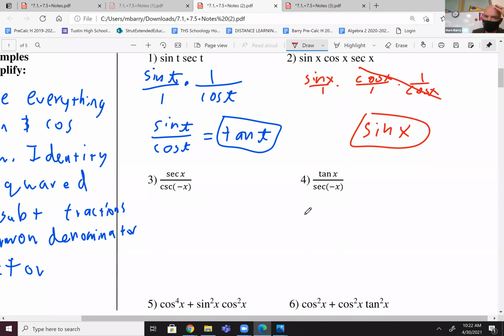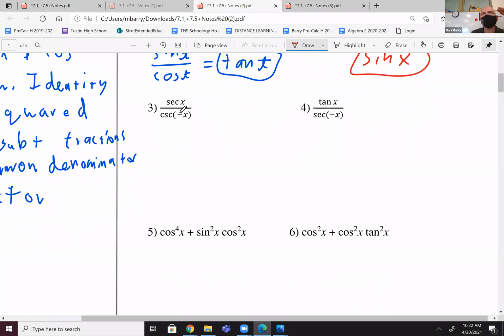All right, let's move on to number 3 then. So number 3, we have secant of x over cosecant of negative x. Now, the first thing I notice here is we have the negative inside of the cosecant. Now, we didn't really have a rule for negative inside of a cosecant. So I'm just going to switch everything to sine and cosine and kind of see what happens here.